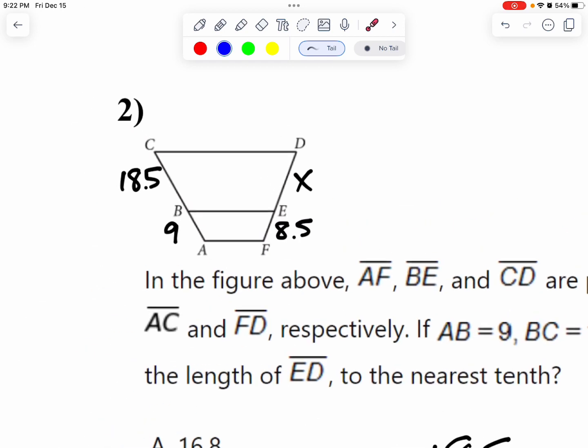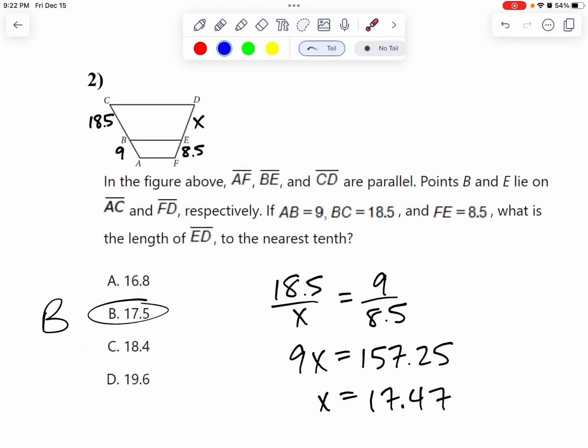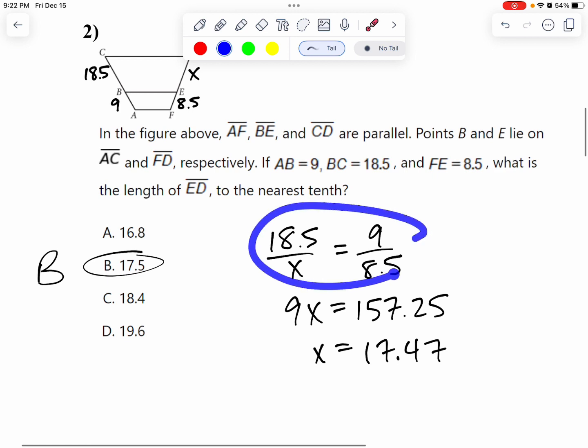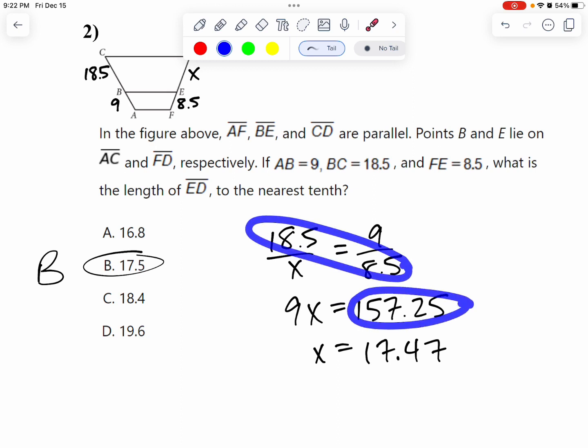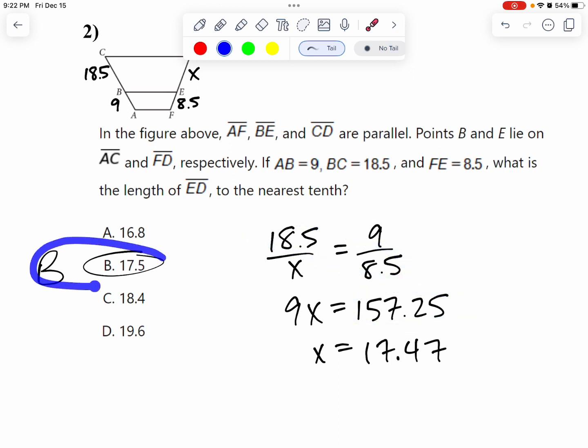Okay, so here's the thing. What we're going to do is we're going to set up a proportion. We're going to say 18.5 over X equals 9 over 8.5. That is what I wrote here. And then remember how to solve a proportion. You cross multiply this way, which means we get 9x. Keep your equal sign in the middle and you cross this way. Yes, I needed a calculator for that. And you divide by 9 and there is our final answer.